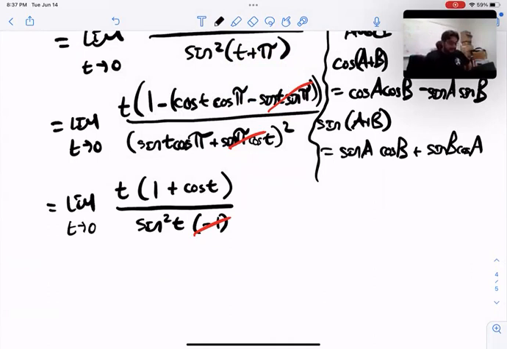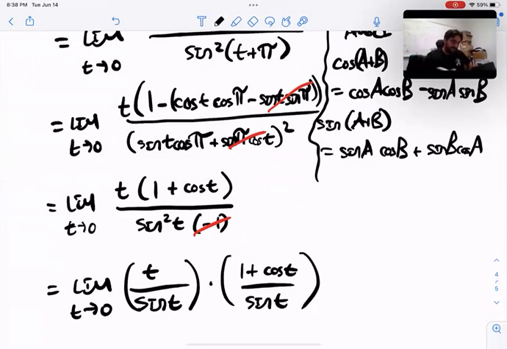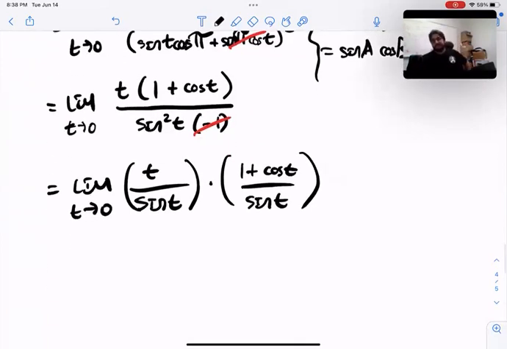And here I claim we're doing a lot better, because even though it might not look like it, we have something a lot more familiar. It helped getting this to sine, because now I have t over sine t. I'm going to peel off that factor, and then I have 1 plus cosine t over sine t. This is what I end up with. This I really like, because now I still can't just plug in 0, but I can do step 2.